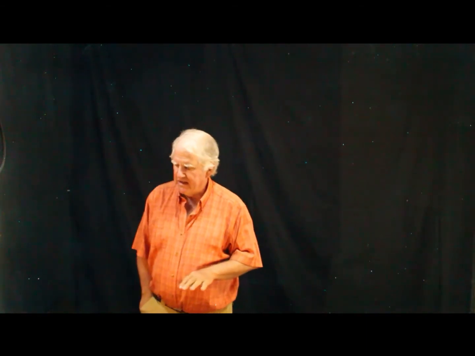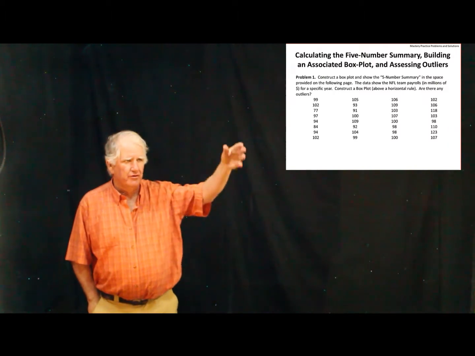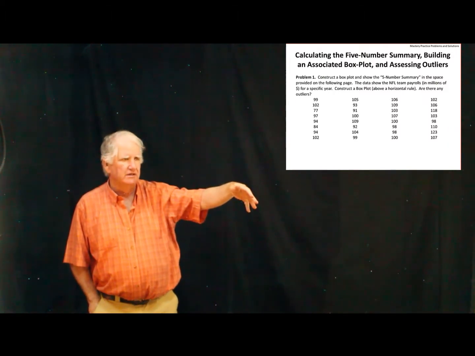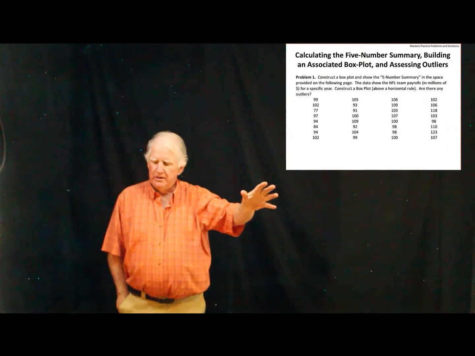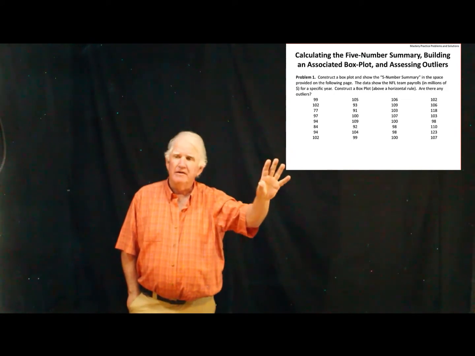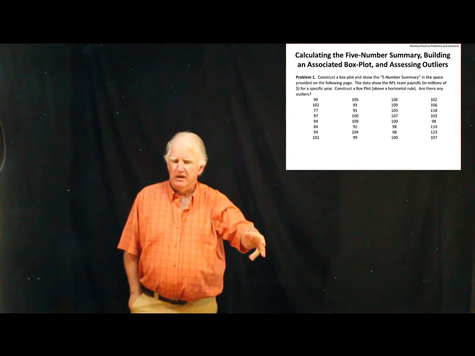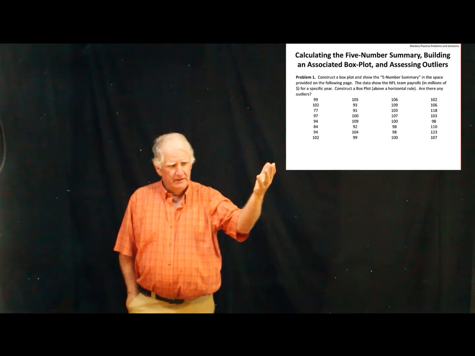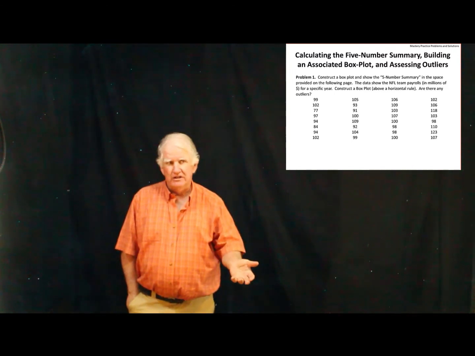All right, let's knock off the first of these mastery practice problems. And here it is right here. There are 32 numbers in this data set. What you're asked to do is find the 5-number summary, draw a box plot, and then decide if there are any outliers in that data or not.